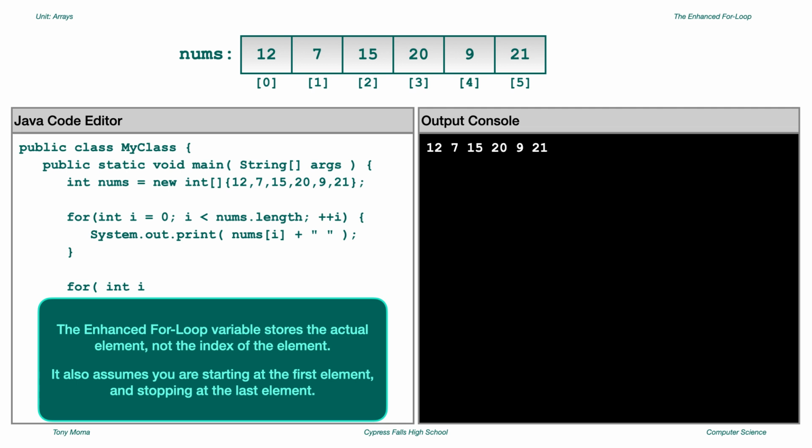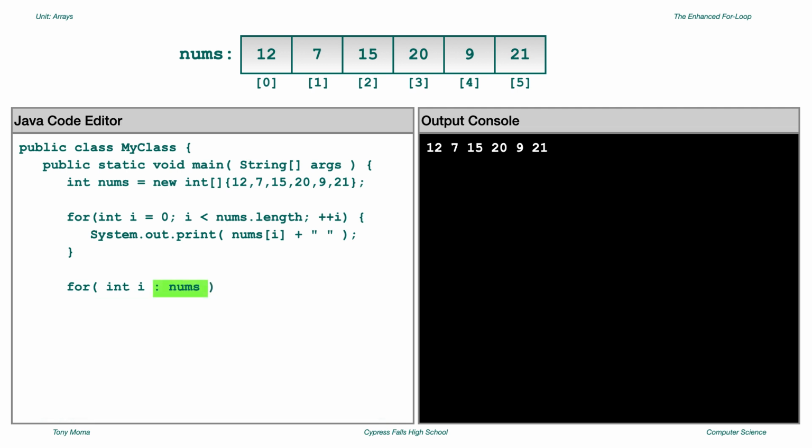The only thing else we need to add to this header is a colon and the name of the array that we're trying to iterate through, which in this case is nums. Then inside the for loop, if once again my goal is to print out each value in the array separated by a space, I would once again simply use a print statement, and I'm simply going to print out the i variable followed by a space.